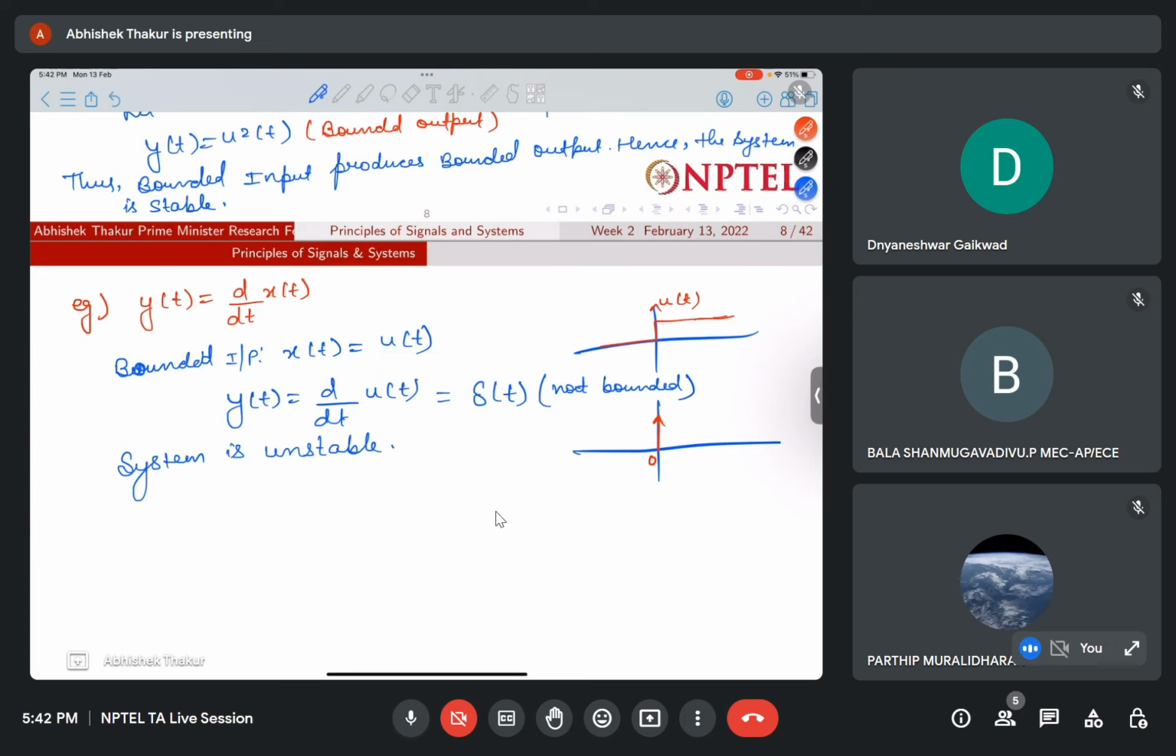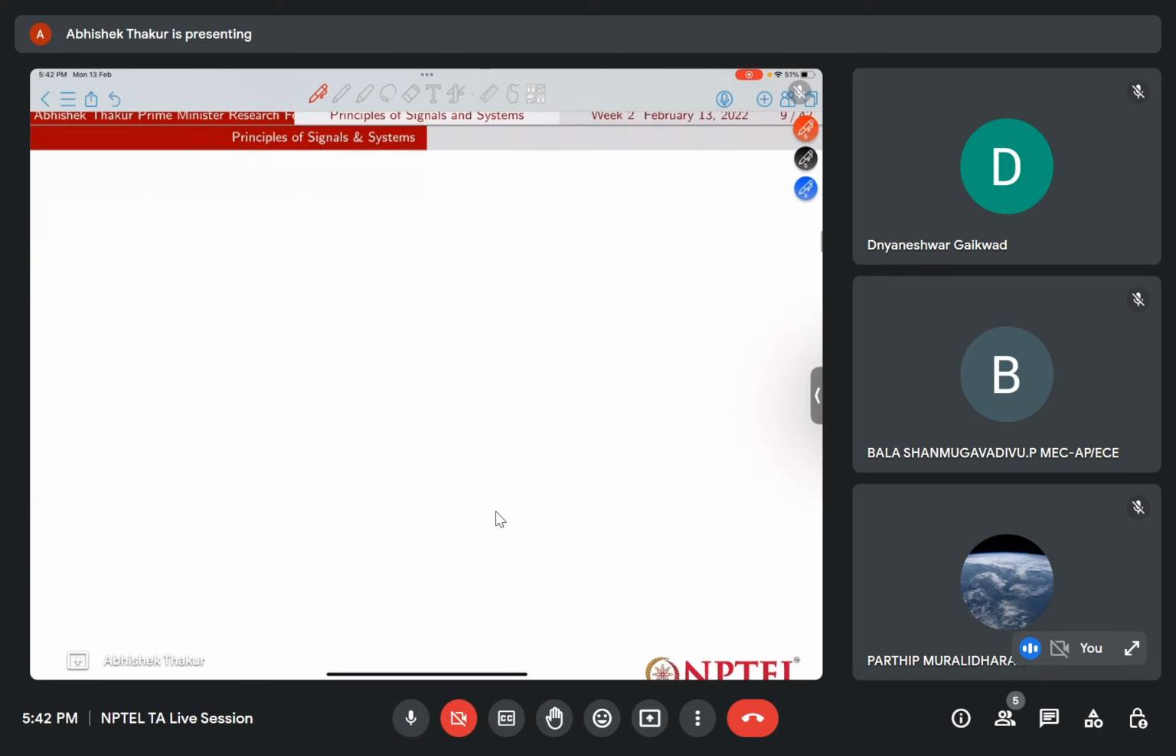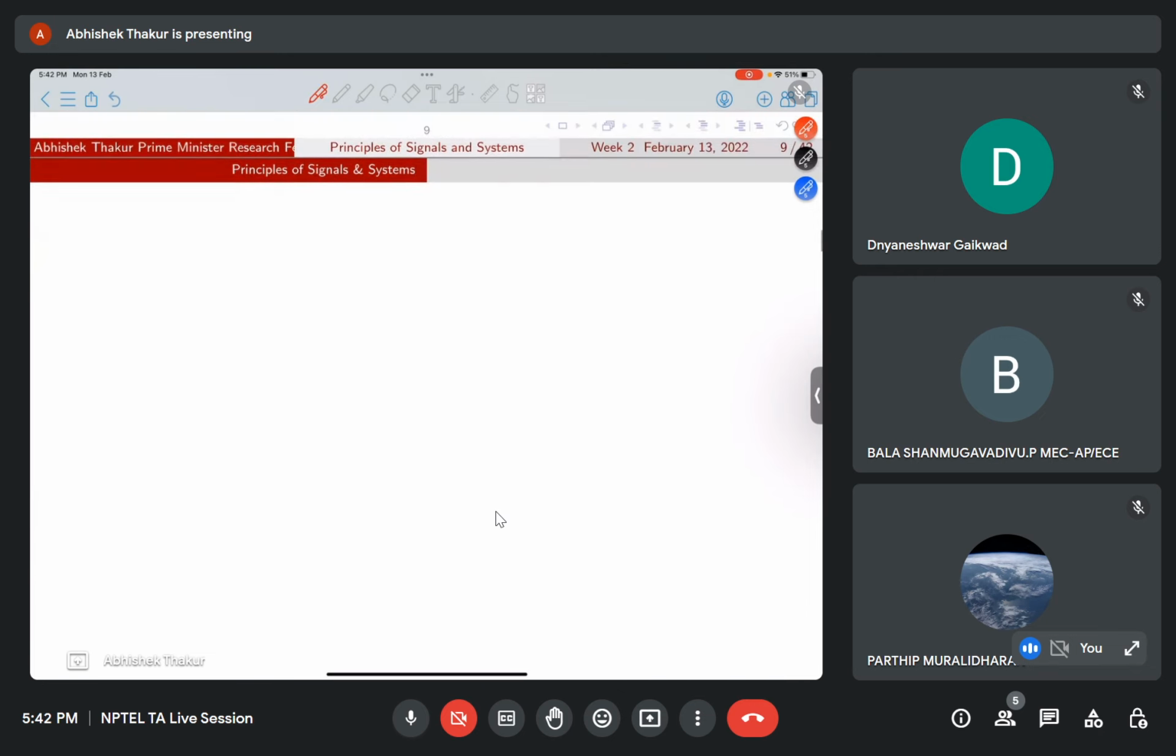So now we will see linear time invariant system, the combination of two different kinds of system, and we'll solve lots of very good examples that are important related to the GATE examination. Okay. Linear time invariant system. This means the system is linear and it is also time invariant.